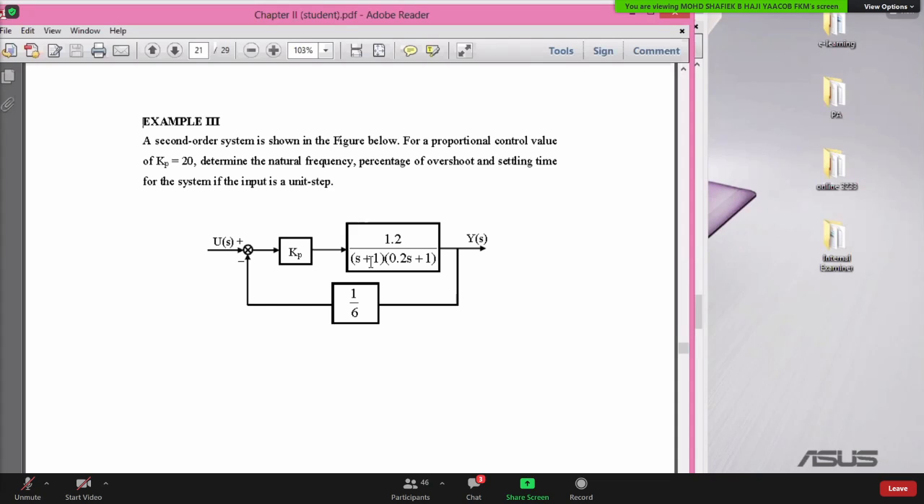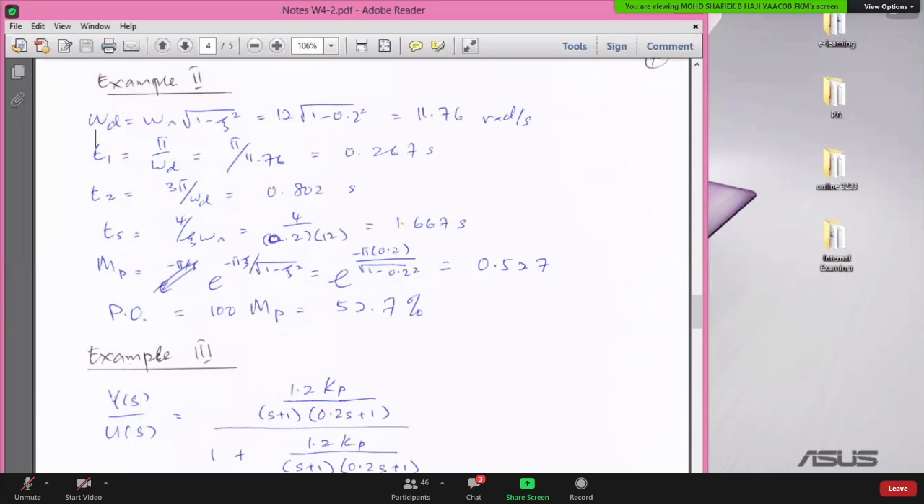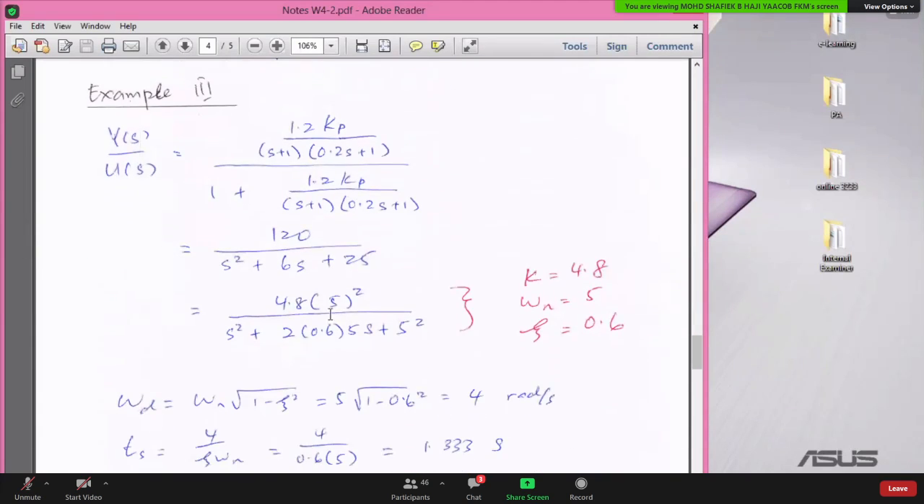And then from there, determine the system gain, determine the natural frequency and the damping ratio. So your first step is to obtain the overall transfer function that relates the output to the input.